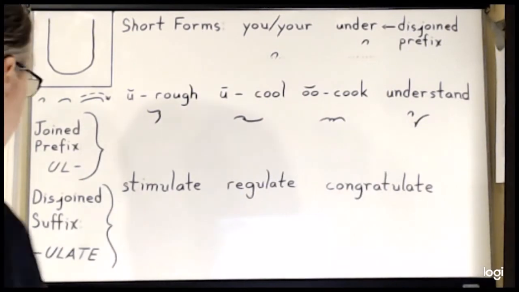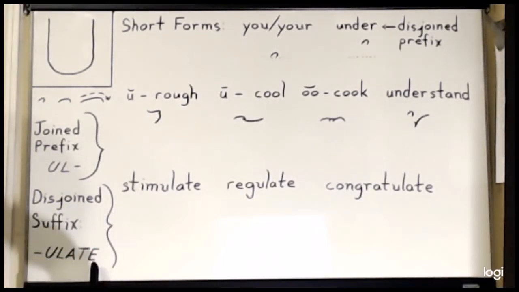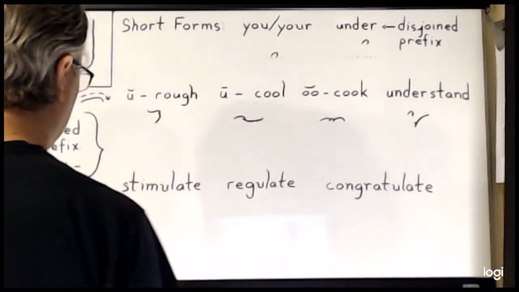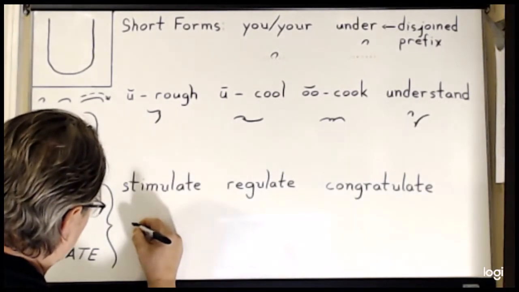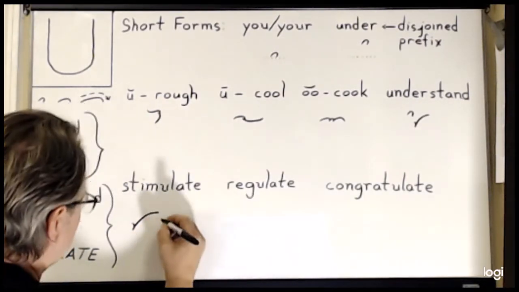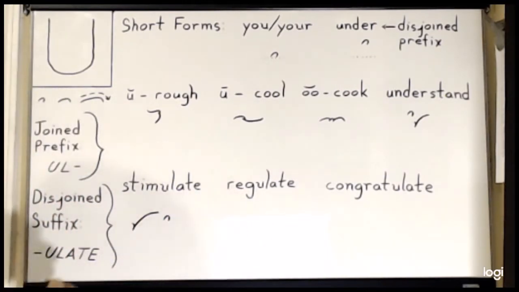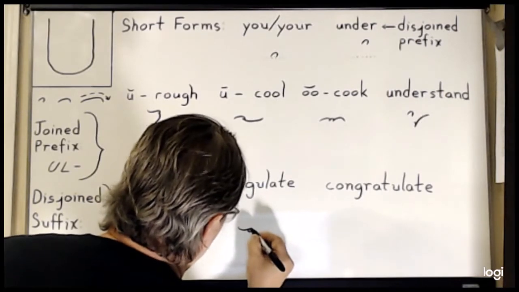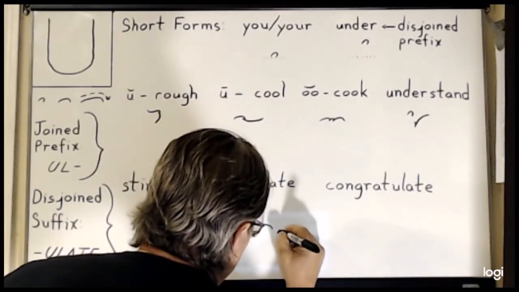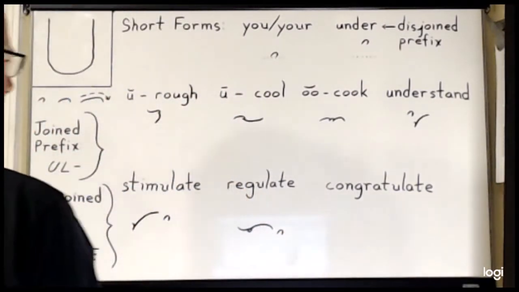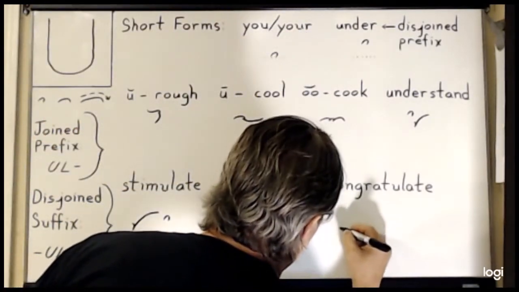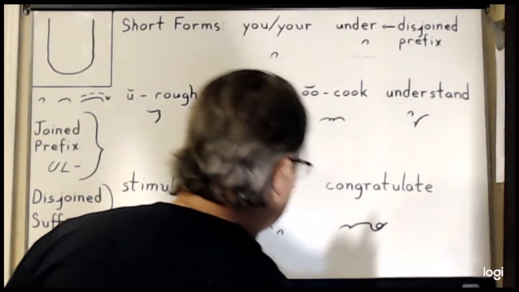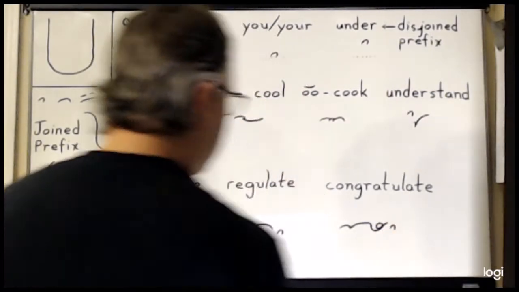The U can also stand for the disjoint suffix ulate, or U-L-A-T-E, in words like stimulate, regulate, and congratulate. For stimulate, we'll write S-T-E-M stroke, and simply a disjoined U to represent ulate in stimulate. For regulate, write the R-E-G and a separate disjoined U in regulate. For congratulate, we'll write the K for the C-O-N part, the G, R, A, T, and a separate disjoined U in congratulate.